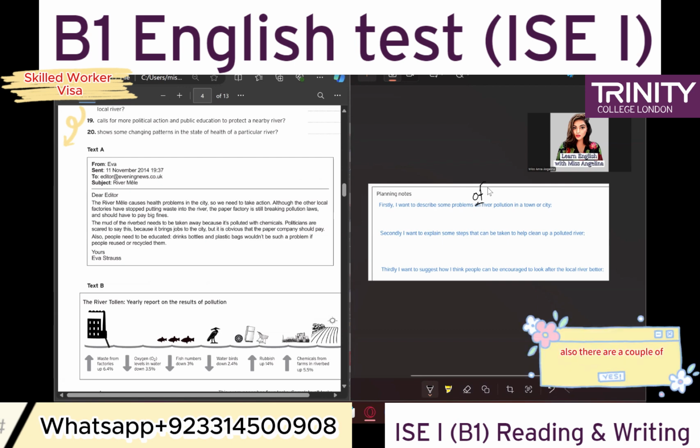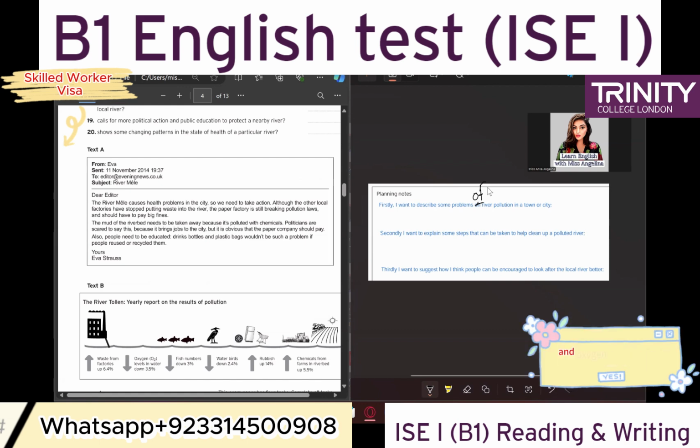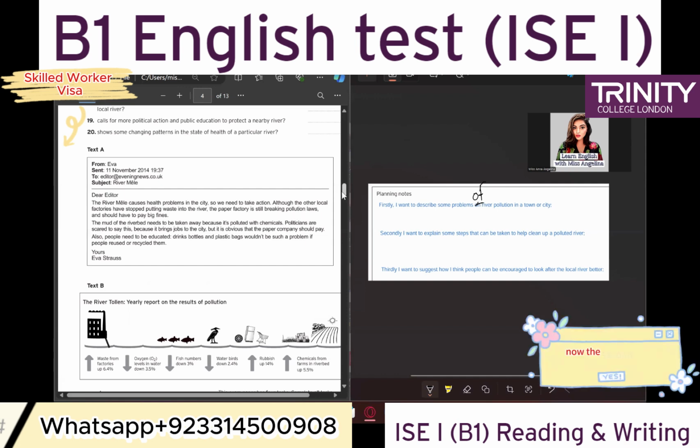Also, there are a couple more things: the waste from the factory has increased, the oxygen level in the water is going down, the number of fish and birds is decreasing, and rubbish is going up, right? Yeah, right.